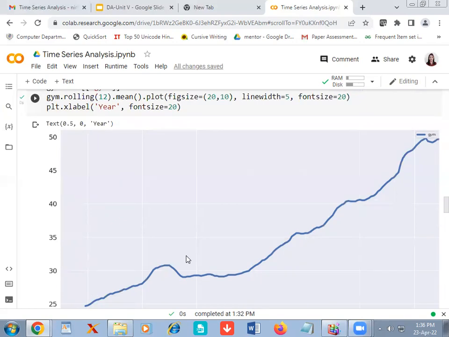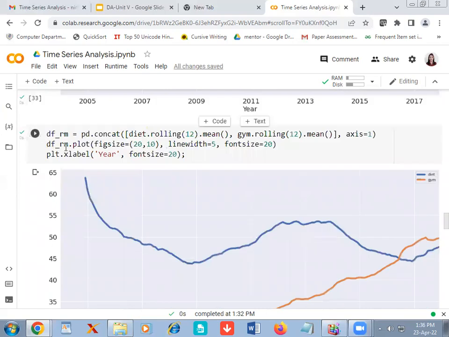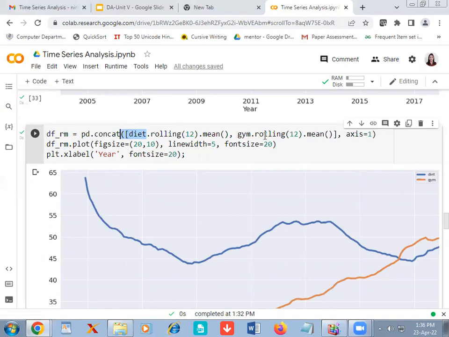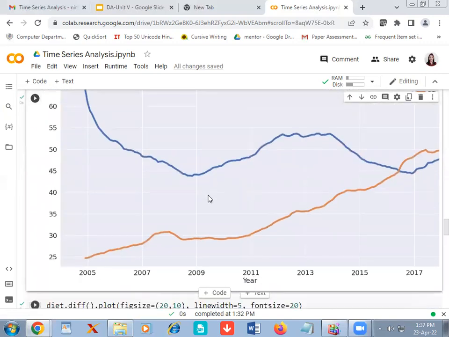But now we need the relation between diet and gene, so I'm going to combine both. I'm going to create one data frame, df_rm, and concatenate my diet part and the gene part in that one frame. Then I print df_rm and plot the graph. Now you can observe that you have plotted the graph, and the trends are identified.